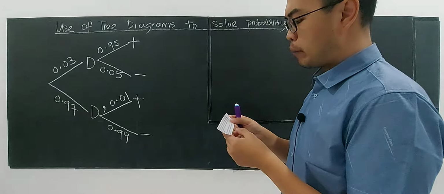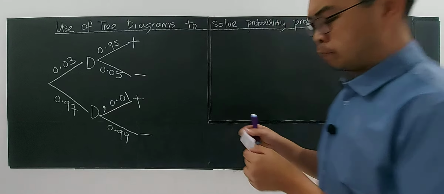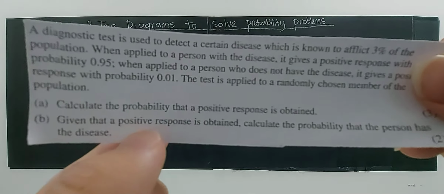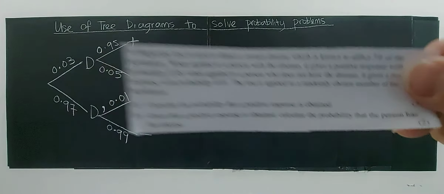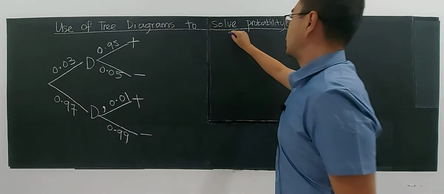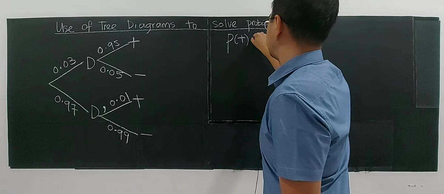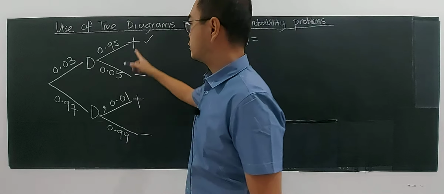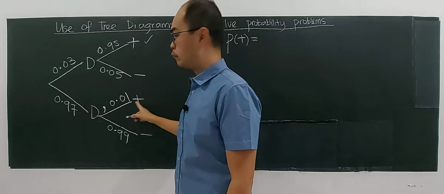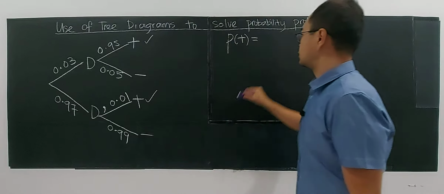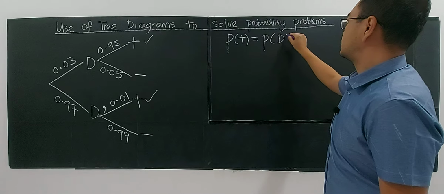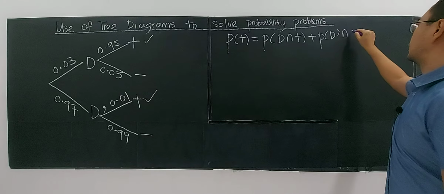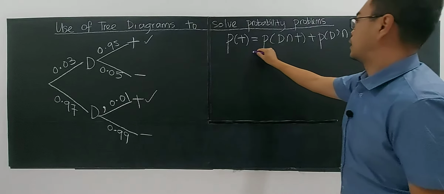So calculate the probability that, okay, look at the question. Calculate the probability that a positive response is obtained. A positive response is obtained means the probability of a positive response. The positive response can come from a person who has the disease, or from a person who does not have the disease. So it's either you have the disease and you give a positive response, or you don't have the disease but you still get a positive response.